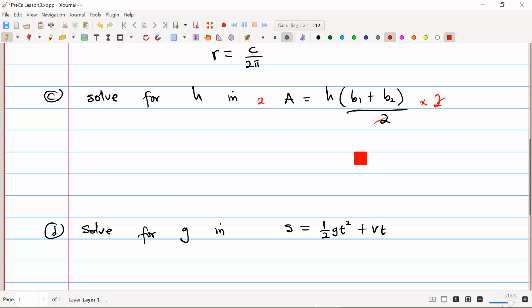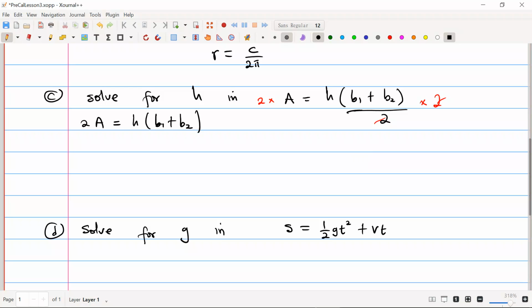So I have to do the same thing to the left side. That's how an equation works. Whatever you do on the right, you need to do the same thing on the left. So what I did here is to multiply 2 to both sides, and I'm going to have 2 times a is equal to h times b sub 1 plus b sub 2, or b1 plus b2.